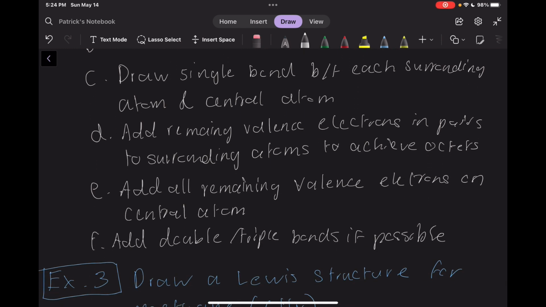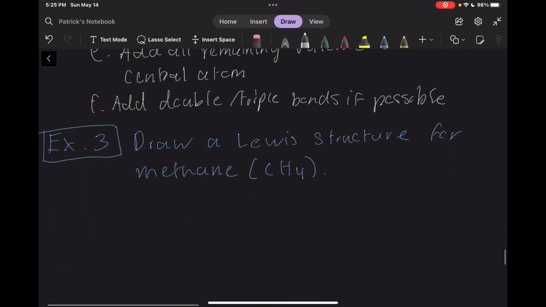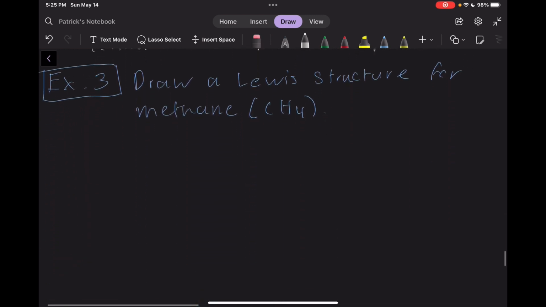Step 3 is to draw a single bond between the central atom and each of the other atoms, which we'll call surrounding atoms. Step 4 is to add the remaining valence electrons in pairs to the surrounding atoms until octets are achieved. The fifth step is to add whatever valence electrons are left to the central atom. The sixth and final step is to draw double and triple bonds wherever this is possible. The best way to understand a procedure is to test it, so let's do 3 example problems.